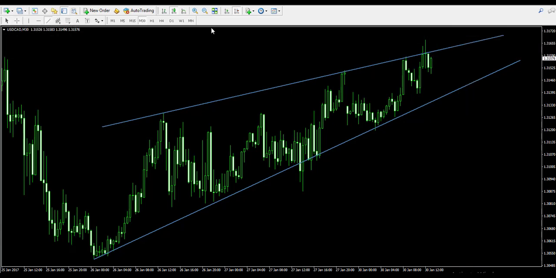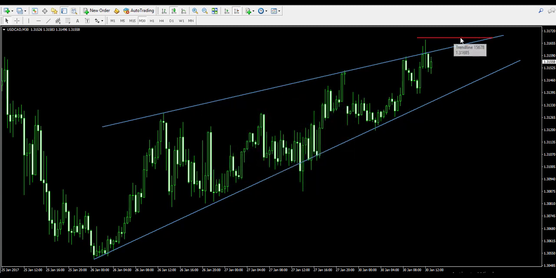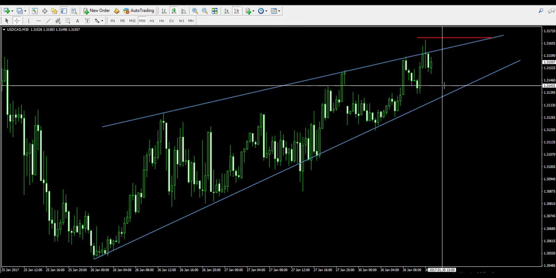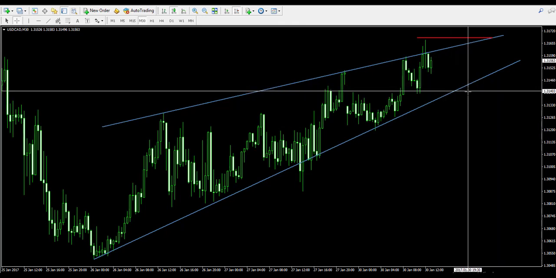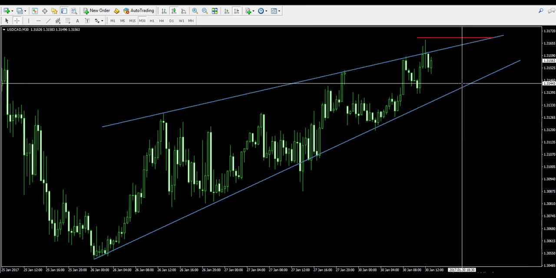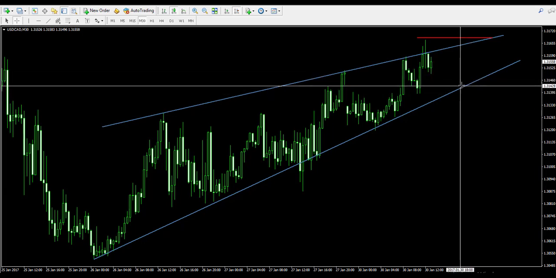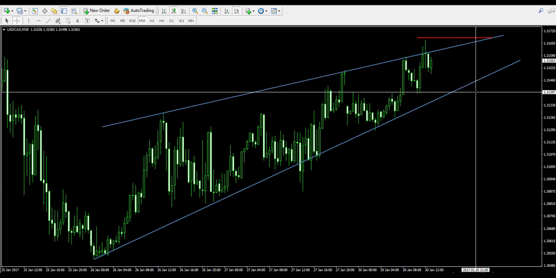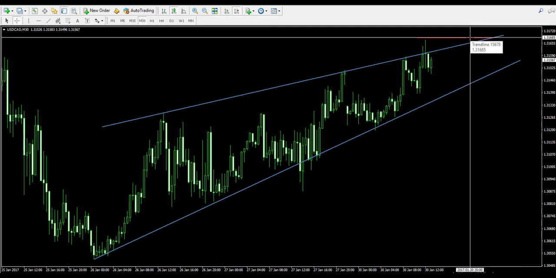So for now we're going to mark this level over here as our potential stop loss level of the trade which we intend to order in case of a bearish breakout through the lower level of the wedge. So for example, if the wedge breaks somewhere here, then we will short the American dollar Canadian dollar forex pair, placing a stop loss order over here.